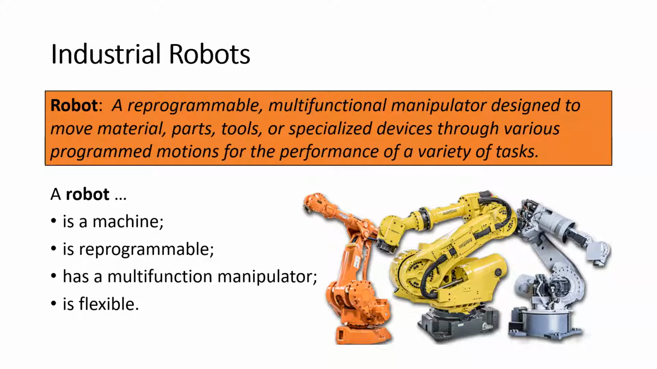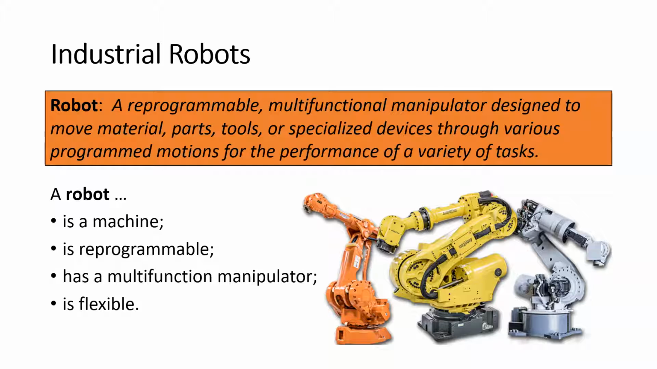And so we'll talk about robots. So what is a robot? What is the official definition of an industrial robot, or any robot for that matter? A robot is a reprogrammable, multifunctional manipulator designed to move material, parts, tools, or specialized devices through various programmed motions for the performance of a variety of tasks.